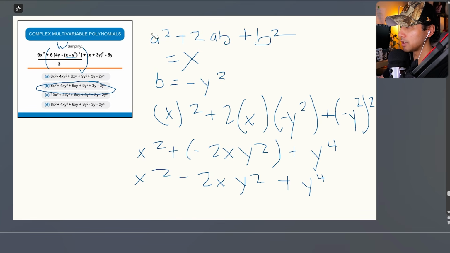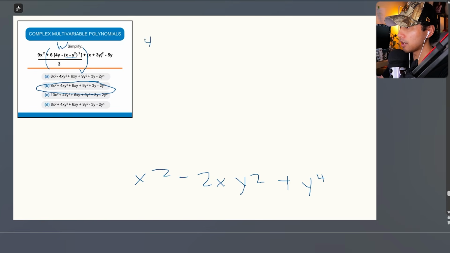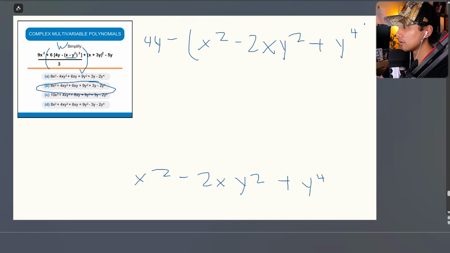Now let's rewrite everything again. I guess this is just extra practice for you guys. So now we have 4y minus x squared minus 2xy squared plus y to the fourth. Sorry, this looks like a 4. 4y minus x squared plus 2xy squared minus y to the fourth.